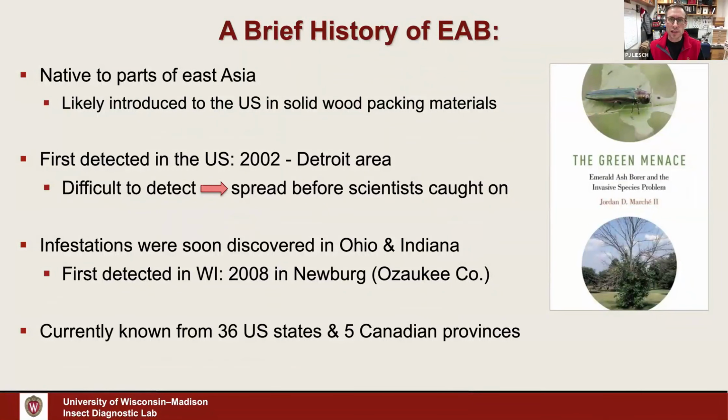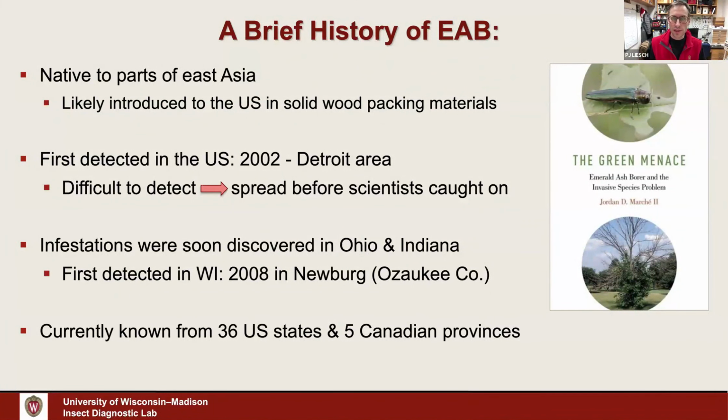So the brief history of this, I mentioned this already, but it's native to parts of East Asia, China, Mongolia, parts of Russia, and so on. We think it got in through solid wood packing materials. That's pallets and crates and similar things of that nature. It was first detected in the general Detroit area in 2002. So that's the epicenter. If you have a picture of the US map, the bullseye is basically the general Detroit area, and it's radiated outwards from there.